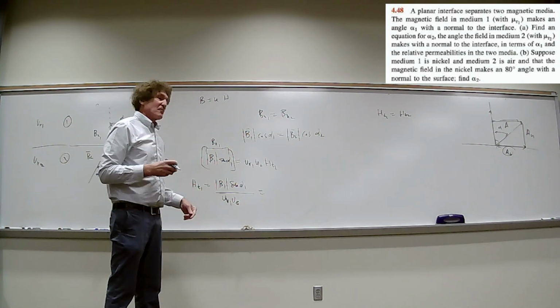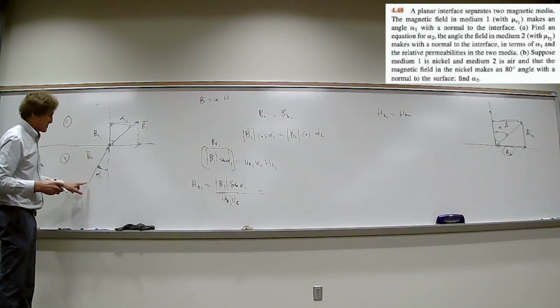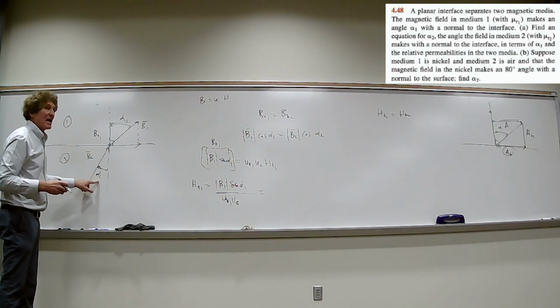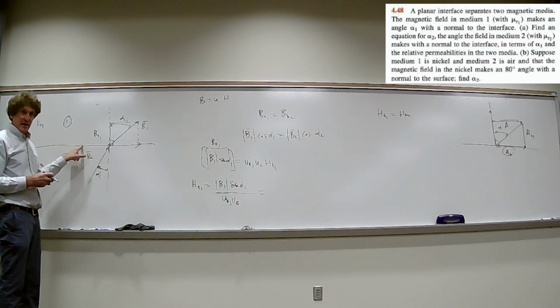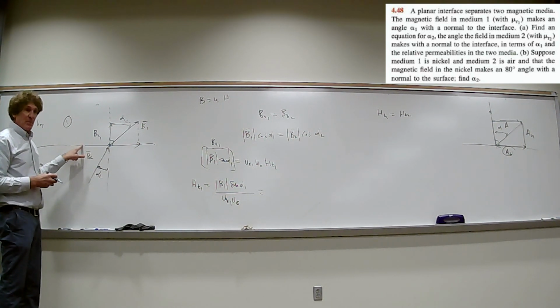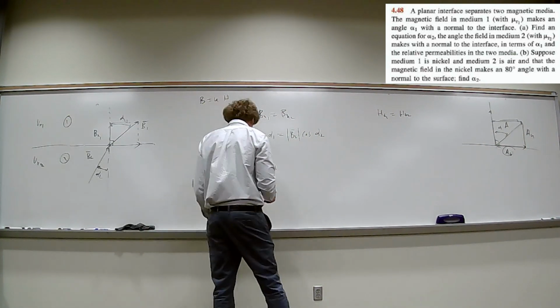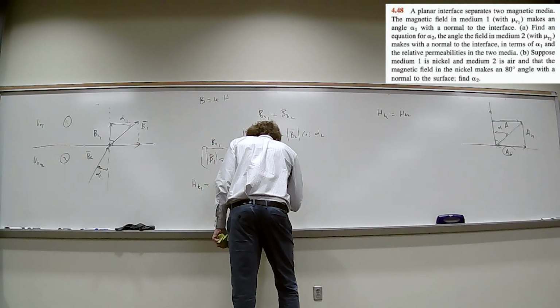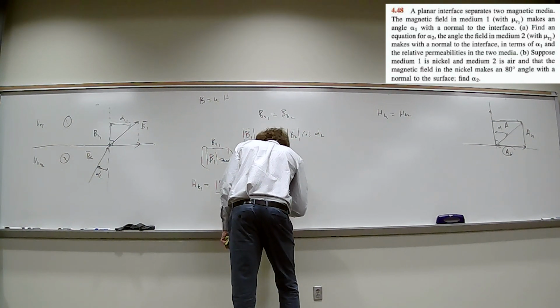All right, that's H tan 1. What do you think H tan 2 is? Well, the tangent component of this B field would be sine of alpha 2 times the magnitude of B2. That would be the component right here. Agreed, class? Then you would have to divide that by mu relative 2, mu0, to get the H field tangent component in that region. Same exact form, so over here H2 would be equal to the magnitude of B2 times sine of alpha 2, over mu relative 2 mu0.